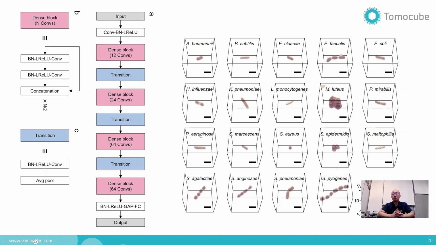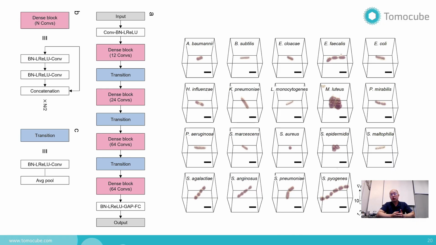In collaboration with the Samsung Medical Center in South Korea, we were able to measure 19 different bacterial species. For each species, we measured about 300 to 500 bacterial cells using HET. It doesn't take too much time because our measurement speed is very fast.